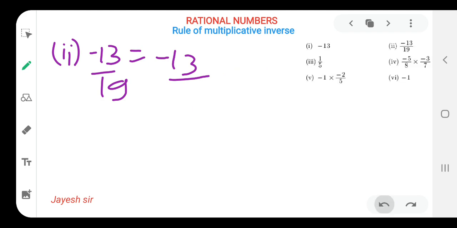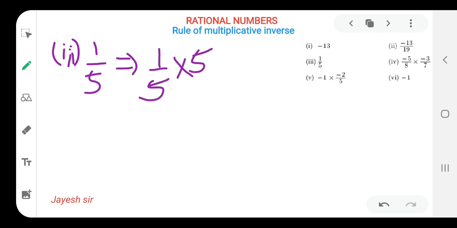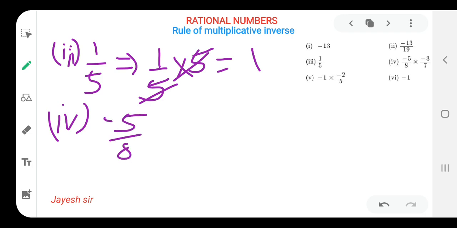So let's move to our third sum, that is 1 by 5. Yes, that is our third sum. 1 by 5. What should be multiplied? 5 should be multiplied to 1 by 5 to make it 1. 5 cancels, 1 into 1 is 1. So let's move to our fourth sum, that is minus 5 by 8 into minus 3 by 7.